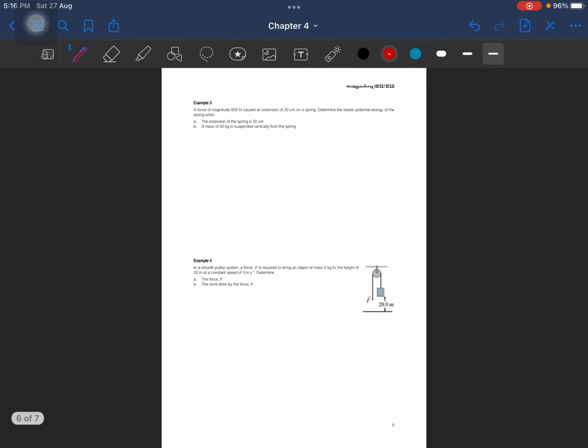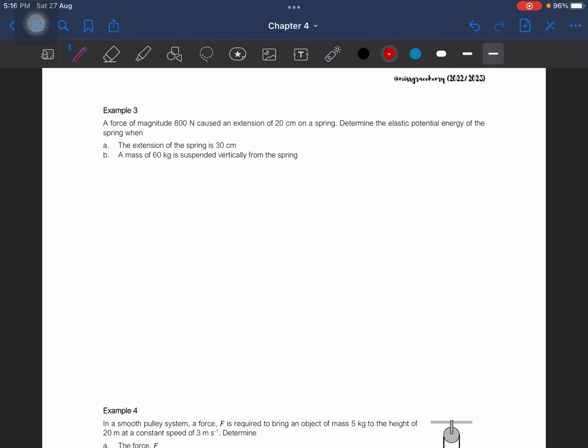Okay, now finally masuk example. So let's look at example number 3. A force of magnitude 800 Newton causes an extension of 20 centimeter on a spring. We have to determine the elastic potential energy of the spring when the extension of the spring is 30 centimeter. Extension is equal to x. 30 centimeter is 0.3 meter.